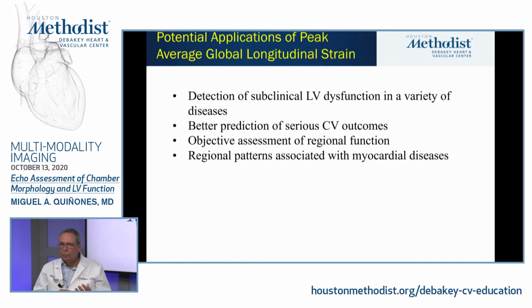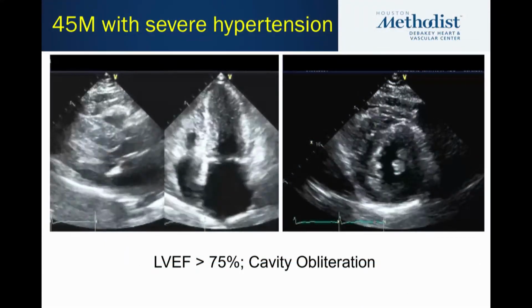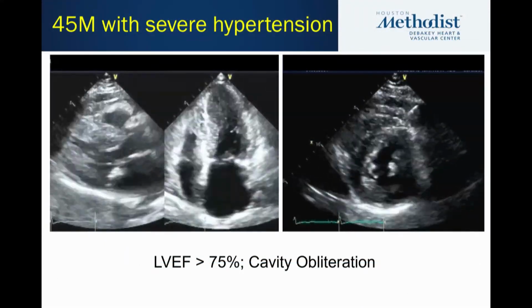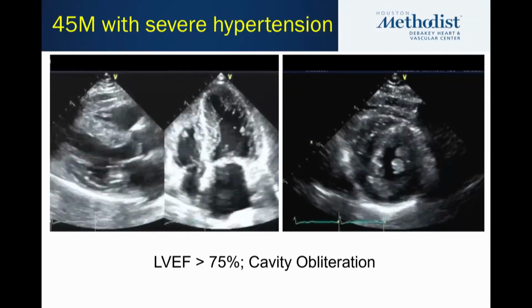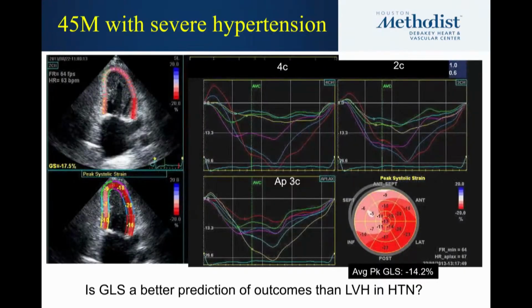In addition, it gives us an objective assessment of regional function that we can use both in coronary artery disease and also with different types of myocardial diseases. So here we have this hypertensive guy that has a severe concentric LVH. Look at the size of the left atrium, it's pretty big, but have an ejection fraction of 90%. I mean, this is a cavity obliteration type of a heart. And yet, the average peak GLS is 14.2. It's reduced. And notice also that there are some areas that is severely reduced. There is some regionality to this, okay, despite a superb ejection fraction.